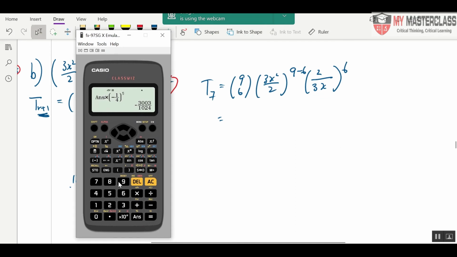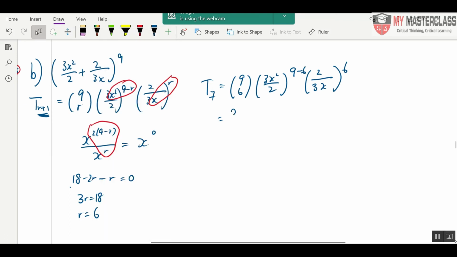9 choose 6, multiply by 3 over 2, don't care about the x, to the power of 3, because 9 minus 6 is 3, and then 2 over 3 to the power of 6. And this will be equal to 224 over 9.